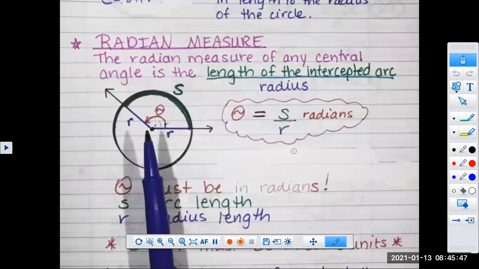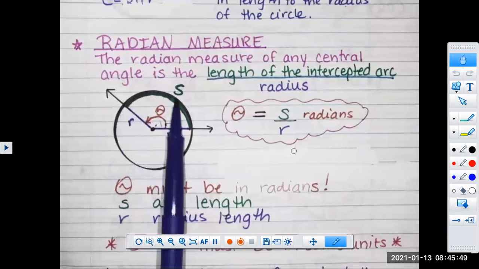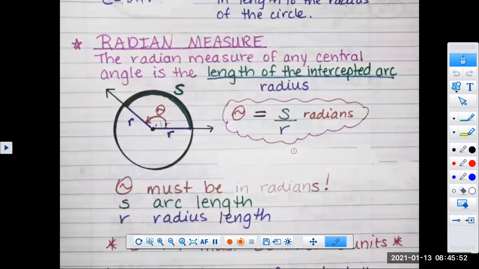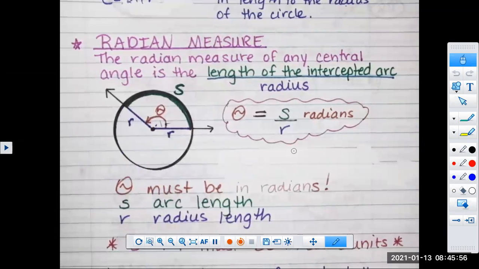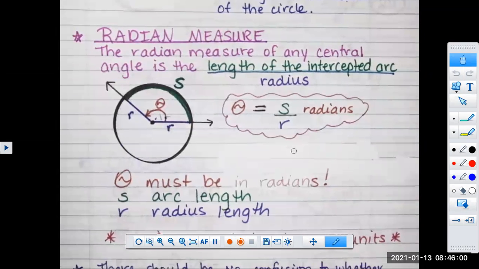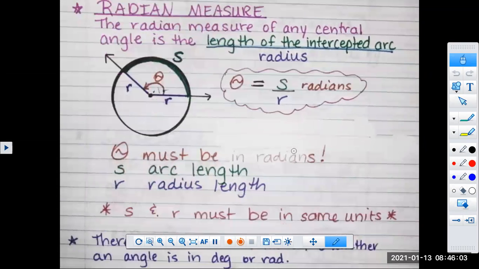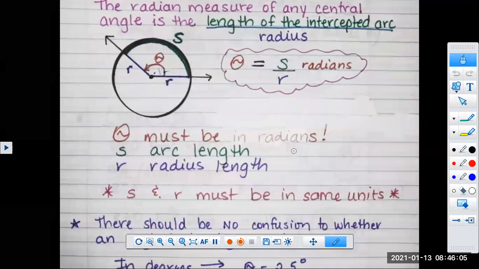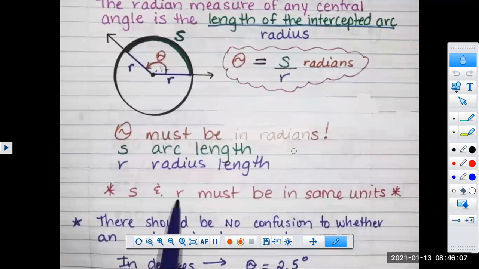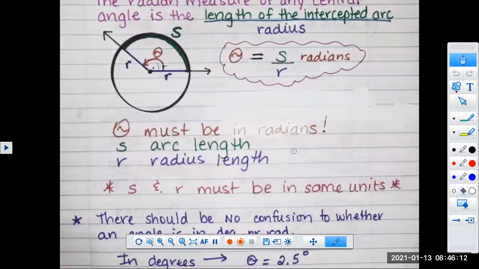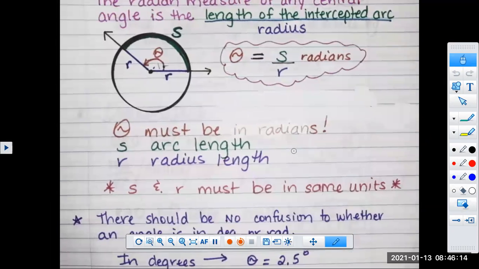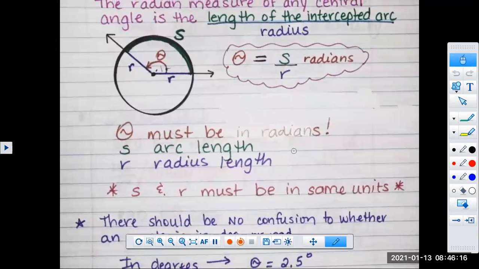What do you think must be true about the length of S and the length of R? They must have the same what? S and R, your arc length and your radius length, you have to make sure they're in the same unit. So if one's in feet and inches, you're going to have to convert to one or the other. So always double check that. I think one problem in 4.1, you had centimeters and meters.